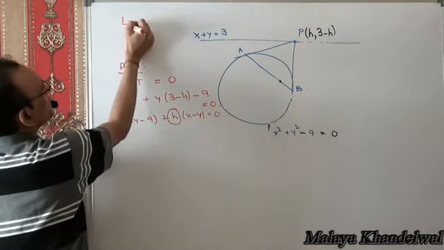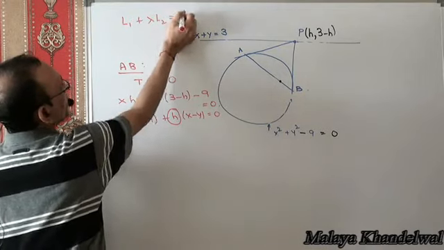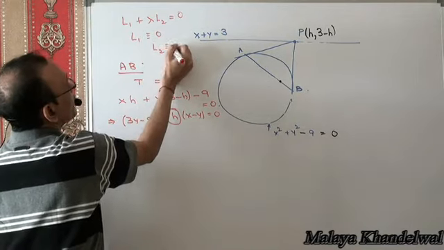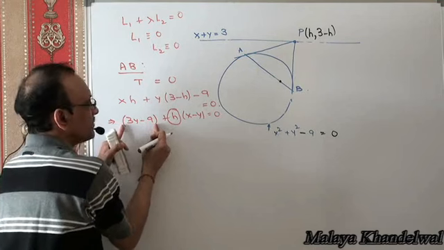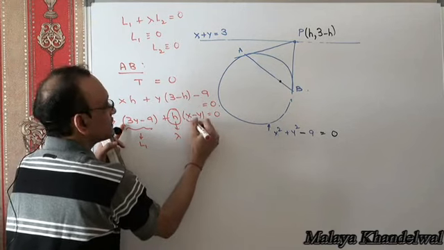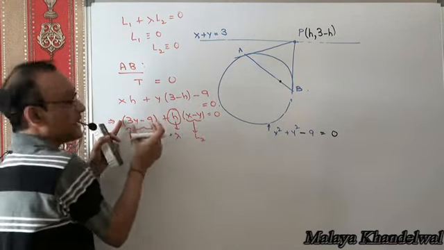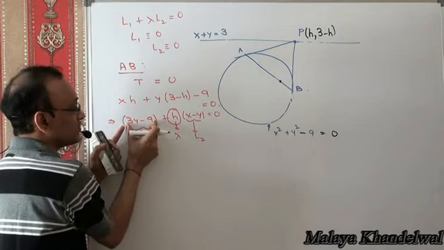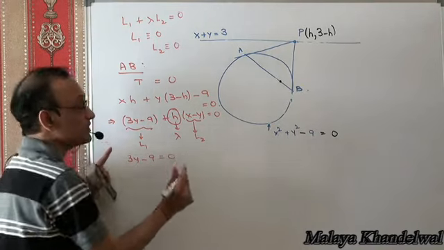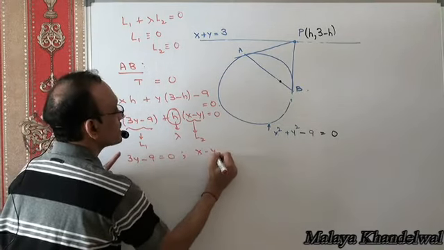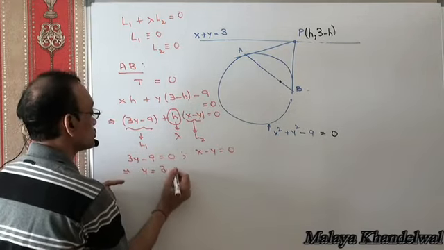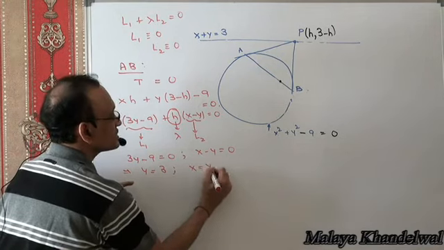If any line can be written as L1 plus lambda L2 equal to 0, where lambda is a parameter, then that line must pass through the point of intersection of L1 equal to 0 and L2 equal to 0. That means this is like L1, this is like my lambda, and this is like my L2. That means AB can be written as a linear combination of two fixed lines, L1 equal to 0 and L2 equal to 0. That means 3y minus 9 equal to 0, which is L1 equal to 0, and L2 is x minus y equal to 0. The point of intersection of these two lines is y equal to 3 and x equal to y. That means x equal to y equal to 3.